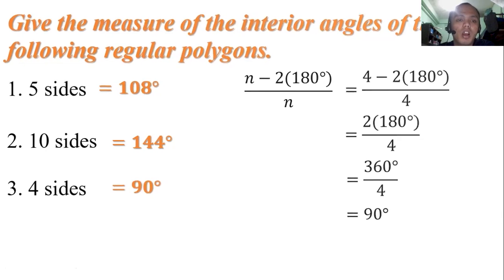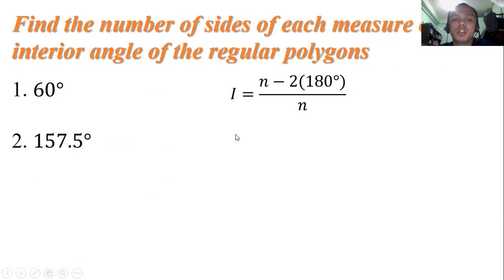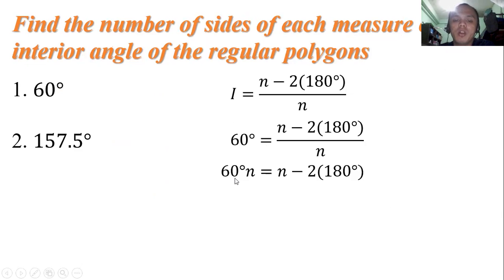How about this one? Find the number of sides of each measure of interior angles of the regular polygons. We will find the number of sides of a regular polygon given the measure of each interior angle. If we have 60 degrees for the interior angle, substitute 60 degrees for I, then multiply 60 by n, we have 60n equal to n minus 2 times 180. Multiply. 180 times n, we have 180n. Negative 2 times 180, we have negative 360.